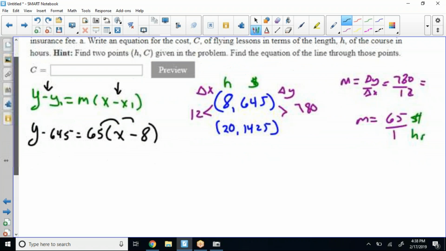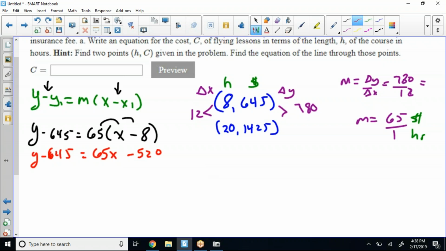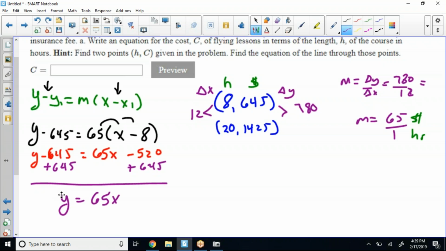And then we're doing what we did at the beginning of the semester. We've got y minus 645. So this is just hanging out until I distribute it, right? So it's 65x. And I think 65 times 8 is 520. But that is a negative 520. And then the last thing we've got to do is add 645 over to the other side. And we'll get y equals 65x plus, so 645 minus 520 is 125.